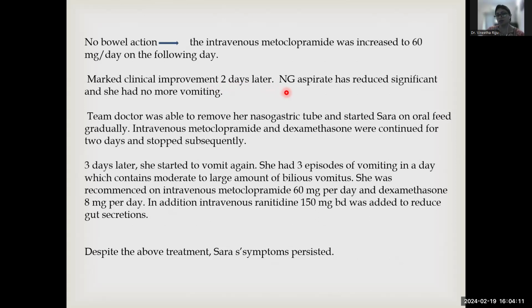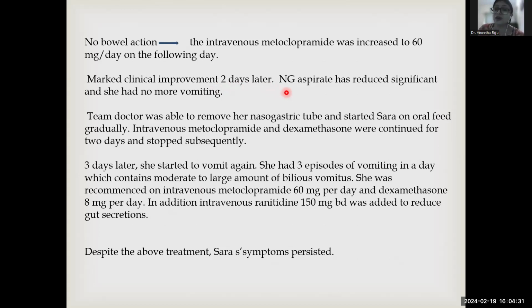So the doctor told, okay, let's remove the NG tube. And Sarah was started on oral feeds. And intravenous metoclopramide and dexamethasone were continued for 2 days and stopped after that. 3 days later, she started vomiting again.